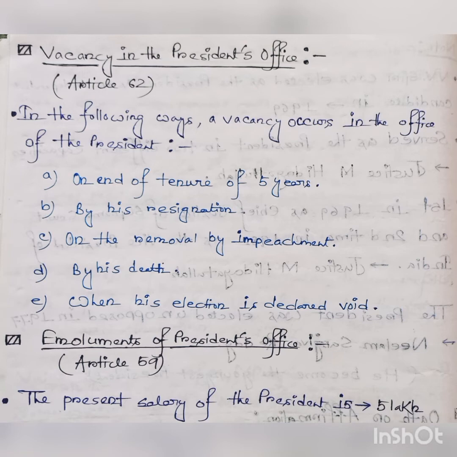Next, emoluments of the President's office. Article 59 deals with this. The present salary of the President of India is 5 lakh per month.